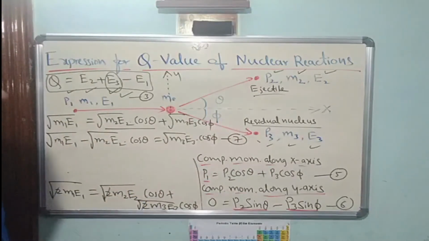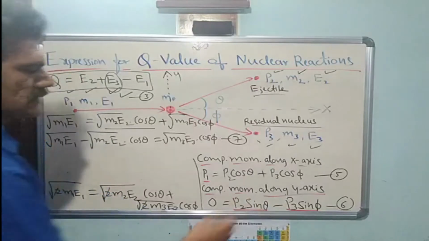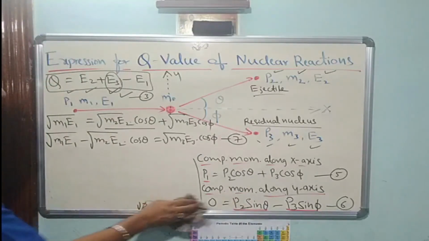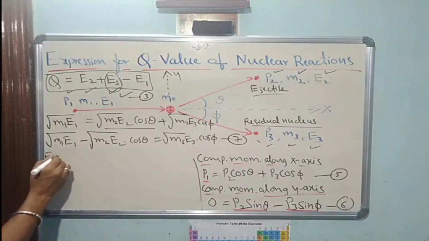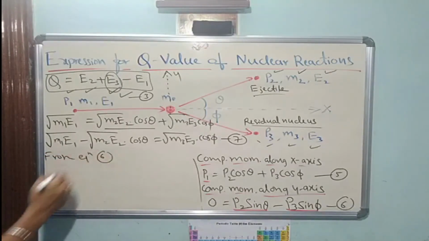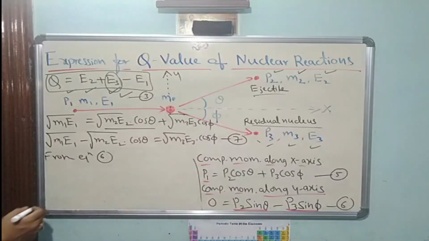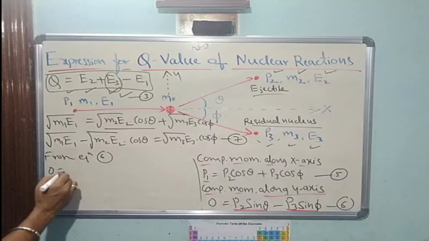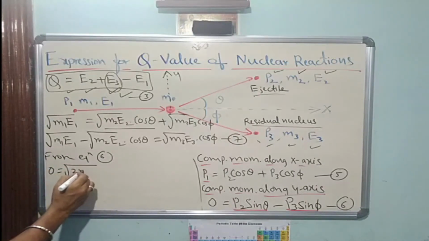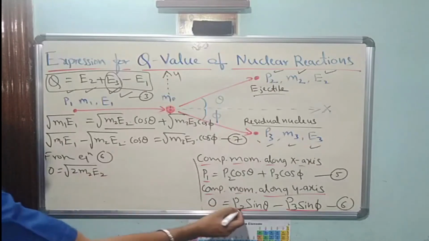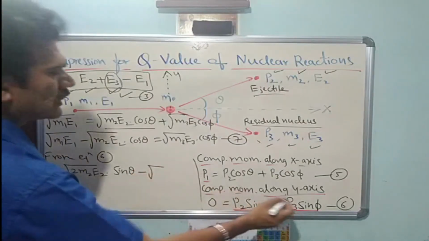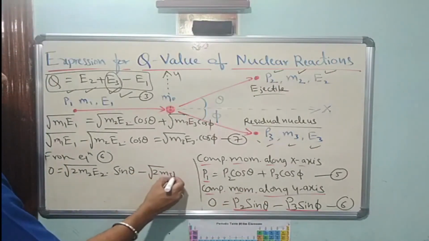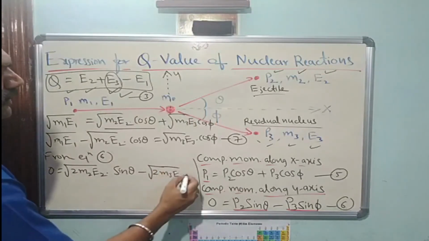Now similarly we can make the substitution for P2, P3 also in equation 6, right? Now let us see that one. From equation 6 substitute P2, P3 in the same form. Left hand side is 0 anyway, so P2 only you have to substitute. So 0 is equal to square root of 2m2 E2 for P2, into sin theta minus P3. What is P3 now? That is square root of 2m3 E3 into sin phi.